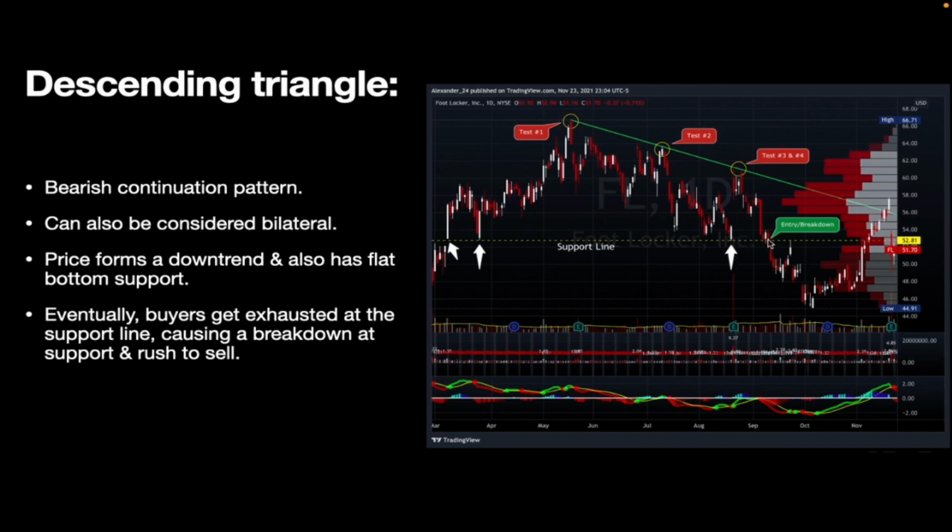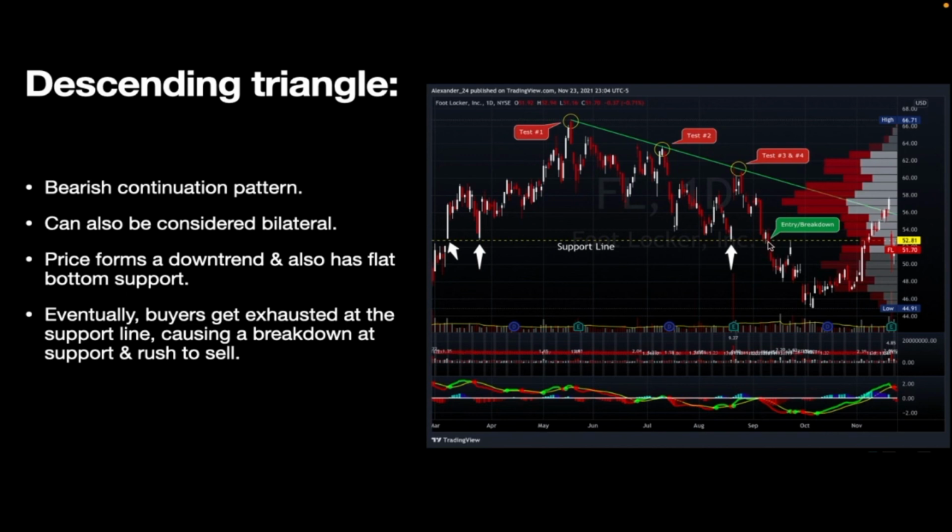Since you want to wait for confirmation, for this setup, you'd wait for your first candle to have the closing price under the support. So as soon as you get your first candle, which is right here where you see the green bubble, this would have been your entry to go short, or you could get puts, whatever you want to do.